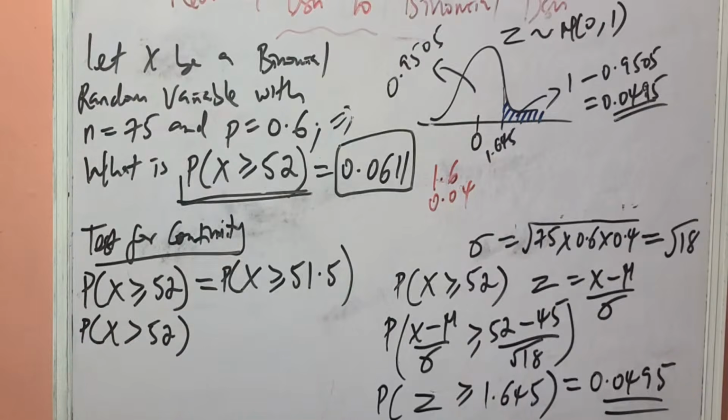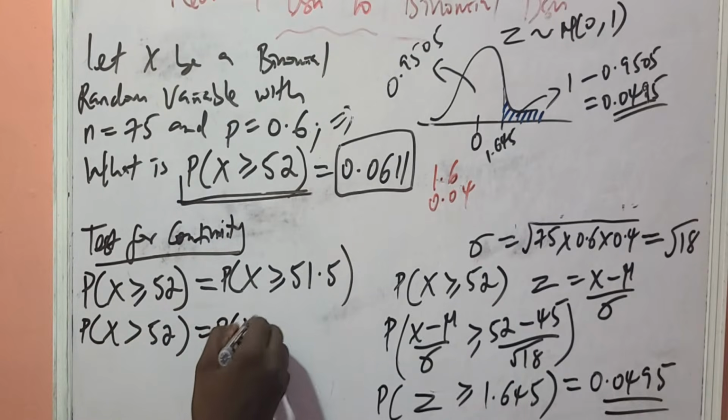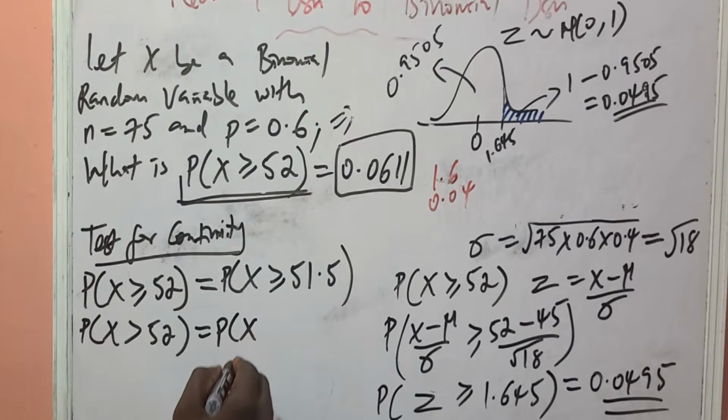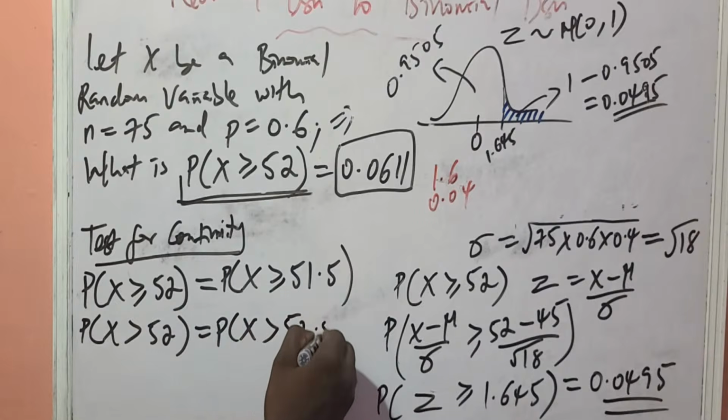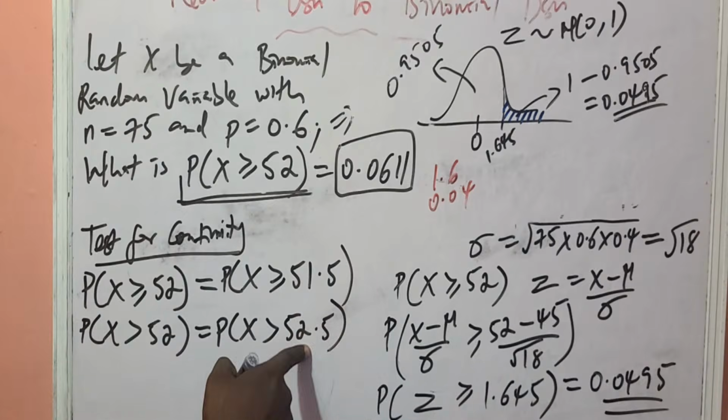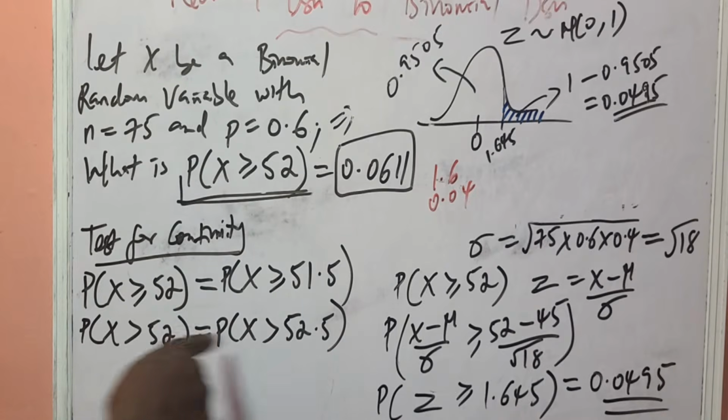So in this case, we would have the probability of x. What do you feel is going to be the answer? We're not going to be using 52 in our calculation. We're going to be using 52.5. So you can see that we are not including any of 52. We are excluding 52, so we are starting from 52.5. That's what we call continuity correction. So let me give you another instance.